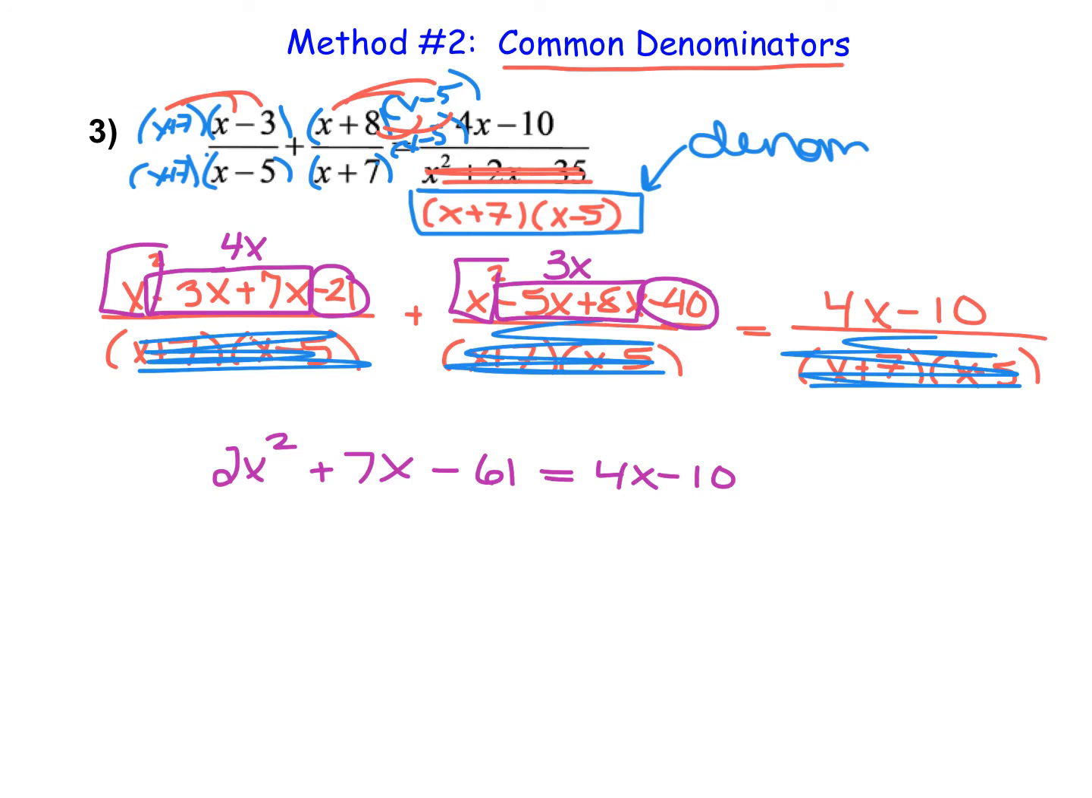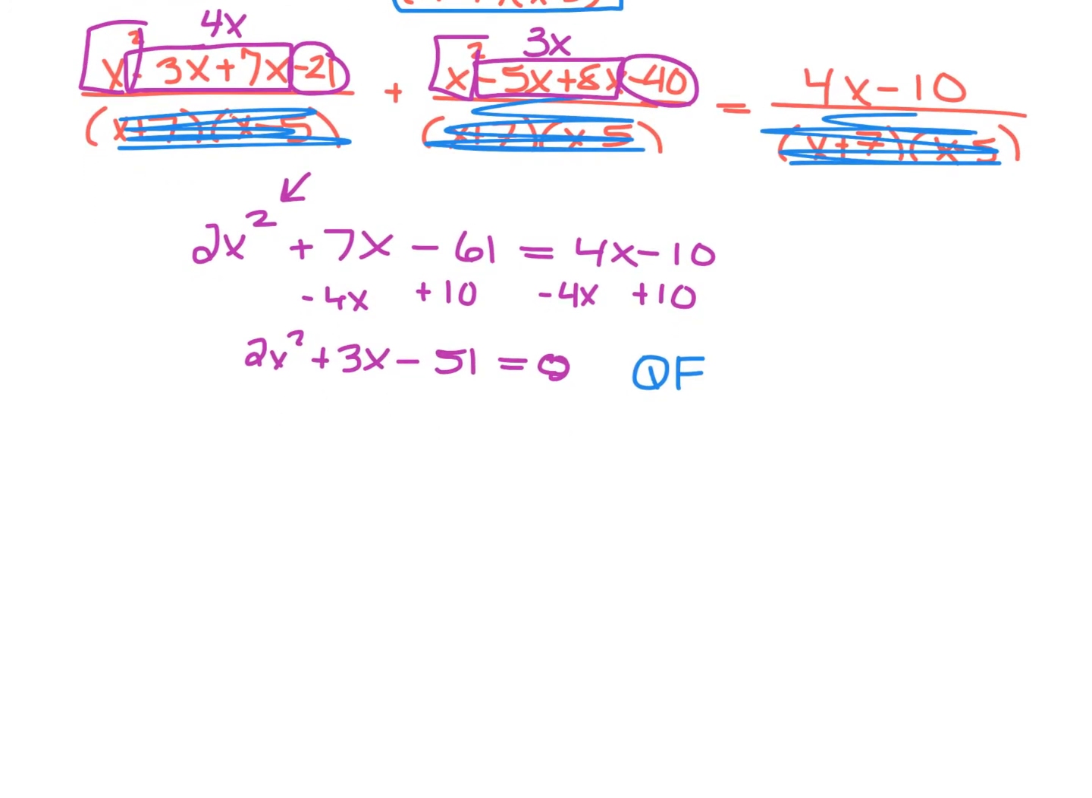Now because I have this x squared up here, I know that I again have a quadratic that I need to solve. So I'm going to start by adding 10 to each side and then subtracting the 4x over. So I have 2x squared plus 3x minus 51. Now from here, I need to think through my quadratic solving strategies, and because this one has some larger numbers, I'm going to choose to use the quadratic formula. You can attempt other ones if you would like, but because I didn't notice right off the bat that it's easily factorable, I'm going to use the quadratic formula here.